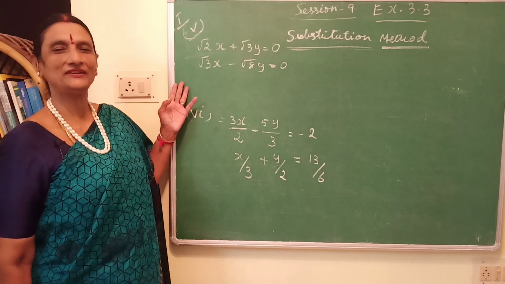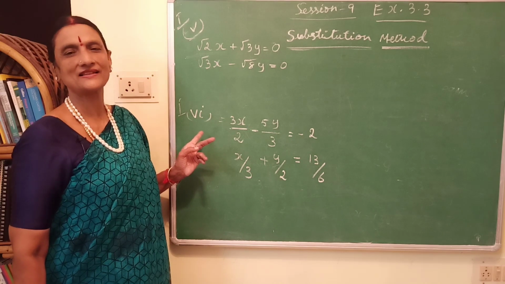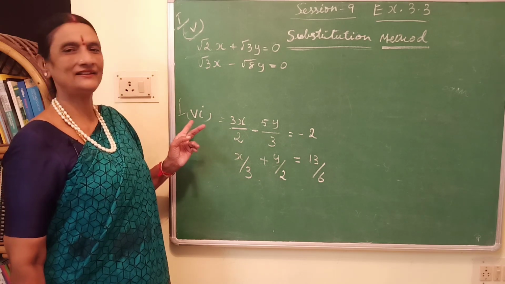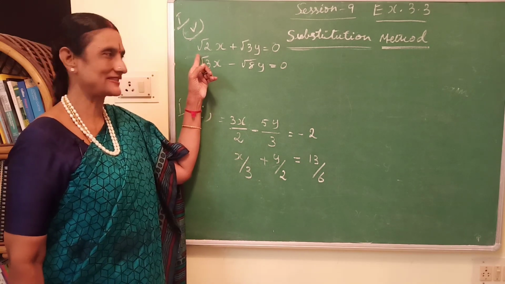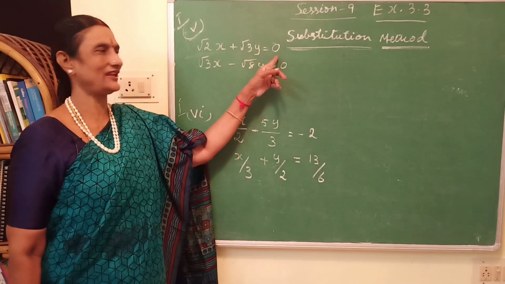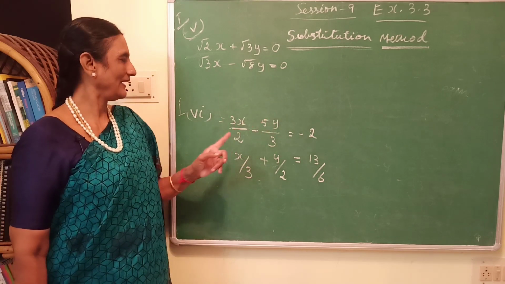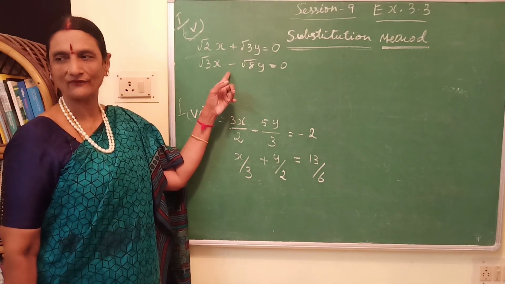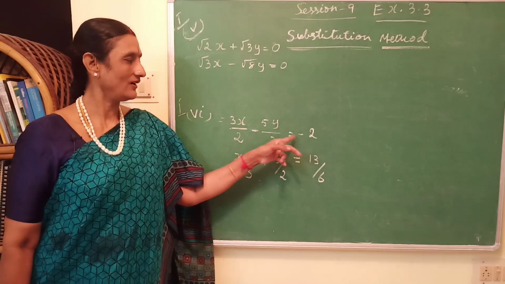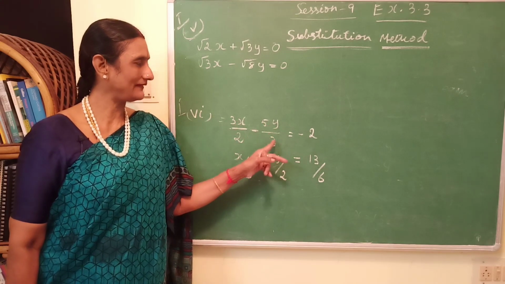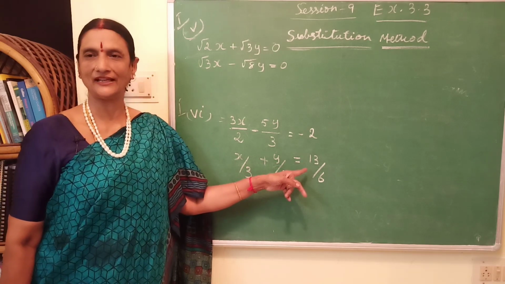I want you to do these two sums as homework. They are the 5th and 6th sums, 6th subdivisions in the same exercise, question number 1. Okay, please take down the sums. Root 2x plus root 3y is equal to 0. Root 3x minus root 8y is equal to 0. And this is the first sum that you have to try. And the second sum is 3x by 2 minus 5y by 3 is equal to minus 2. x by 3 plus y by 2 is equal to 13 by 6.